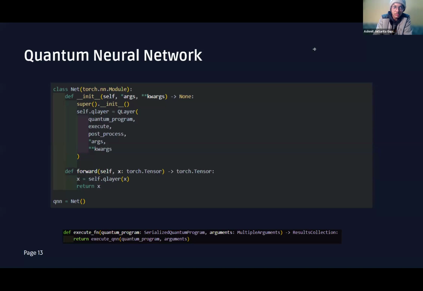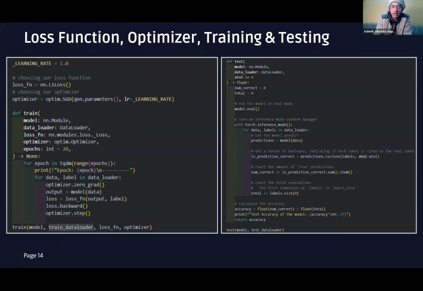So this is the simple neural network. It has only one quantum layer, which contains the circuit explained by Asif. And here is the loss function, training loop, and testing loop.